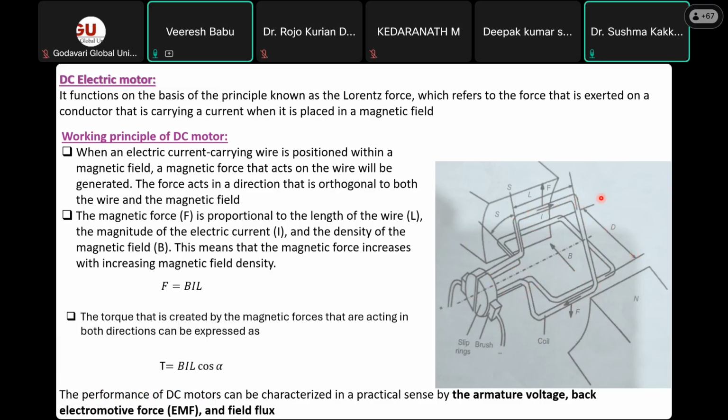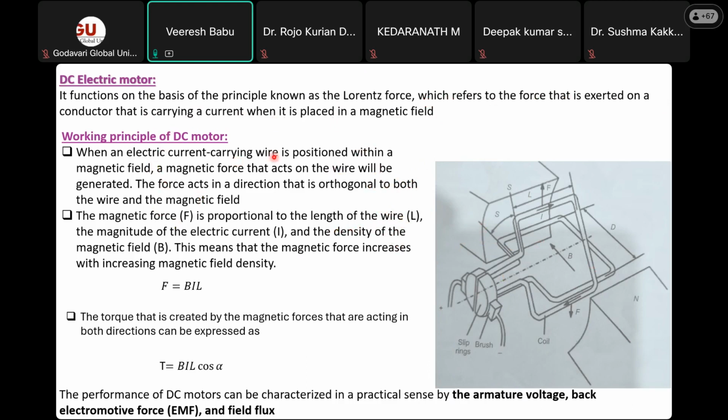Now, the principle I am trying to explain with the help of this diagram: this DC motor functions on the principle known as the Lorentz force, which refers to the force that is exerted on a conductor that is carrying a current when it is placed in a magnetic field. So F equals Q times (E plus v cross B), something we define as the Lorentz force. Am I right? Those of you from electrical can clarify me.